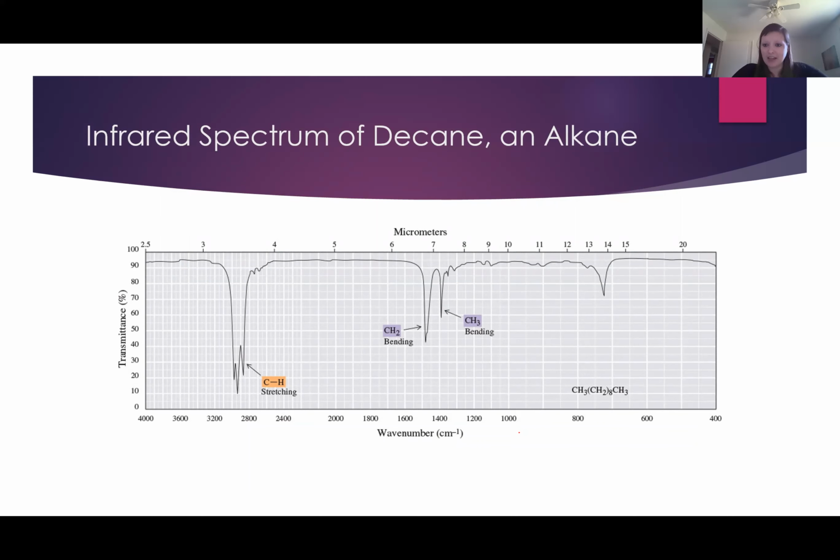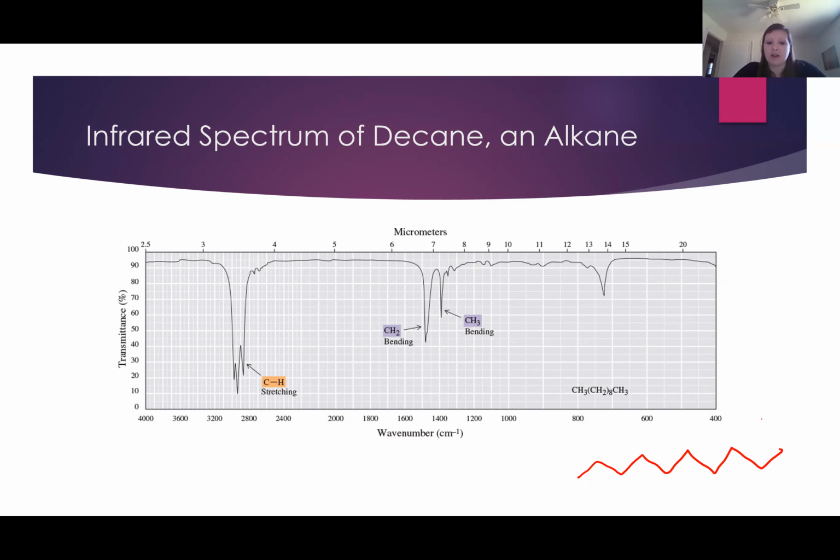So this is decane. It's an alkane. We'll draw it out here. 1, 2, 3, 4, 5, 6, 7, 8, 9, 10. So all of those carbon and hydrogen bonds can move and stretch and vibrate and bend based on the type of light that you give to the molecule.